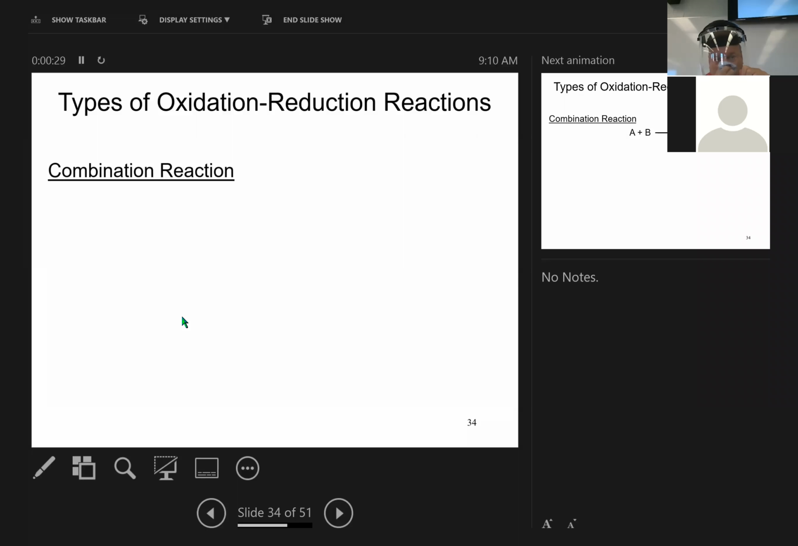Okay, can everybody see the PowerPoint now? I introduced you to oxidation reduction reactions, and what we're now going to do is go through the types of oxidation reduction reactions, first combination, and the other word I used for that before, synthesis reaction.